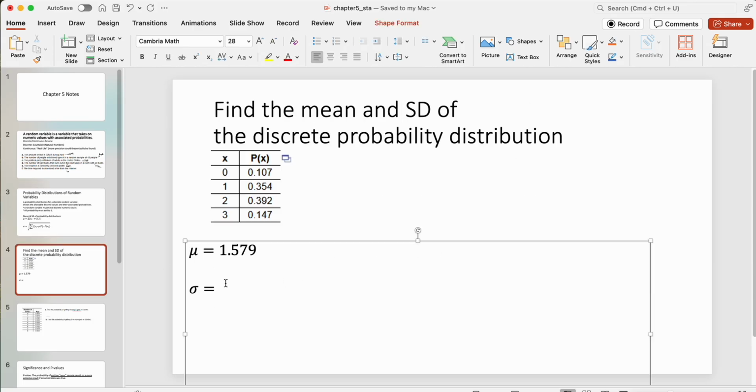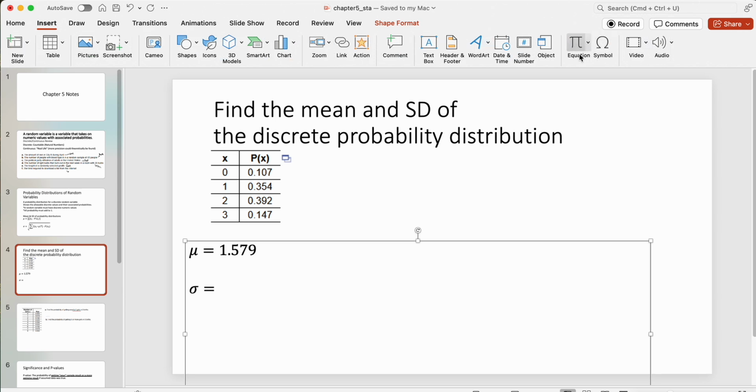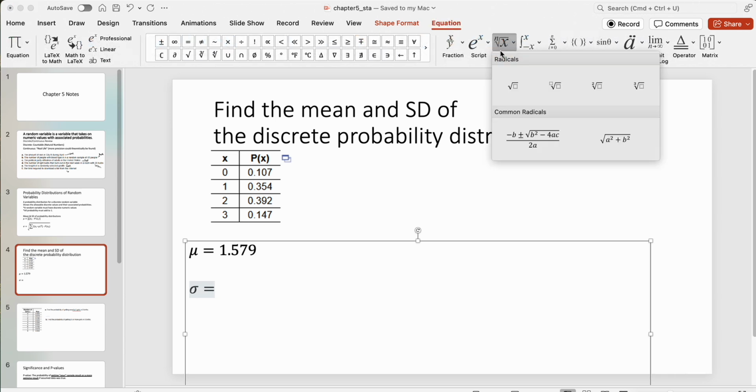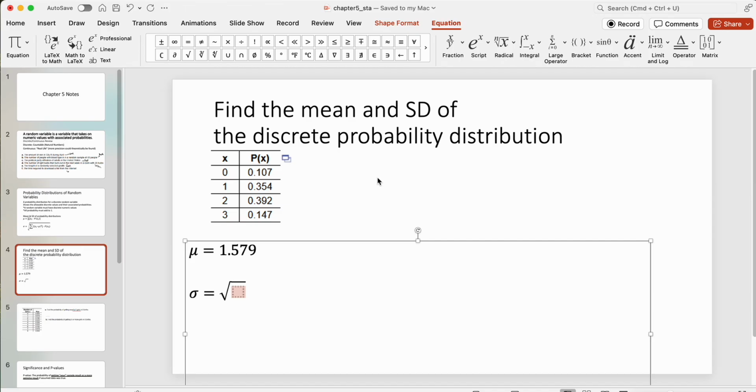Again, StatCrunch can be used the whole way through this problem, but let's at least see what's going on here. I need a square root, and it's the square root of each value, so 0, compared to the average of all my values, square that, and multiply that by its probability. Then I have to add that to 1 minus the mean of all values, square that, and multiply it by its probability.